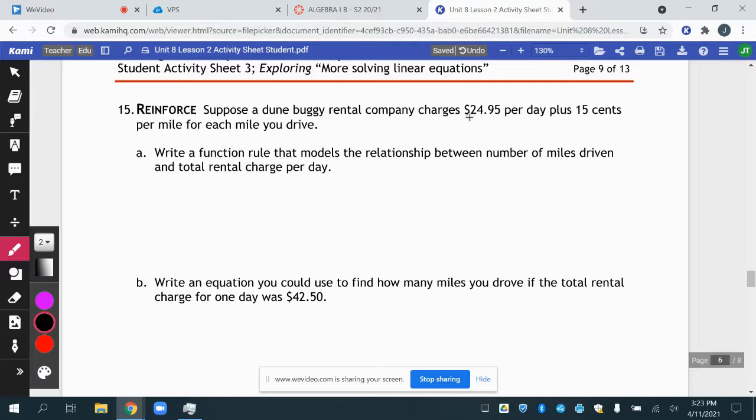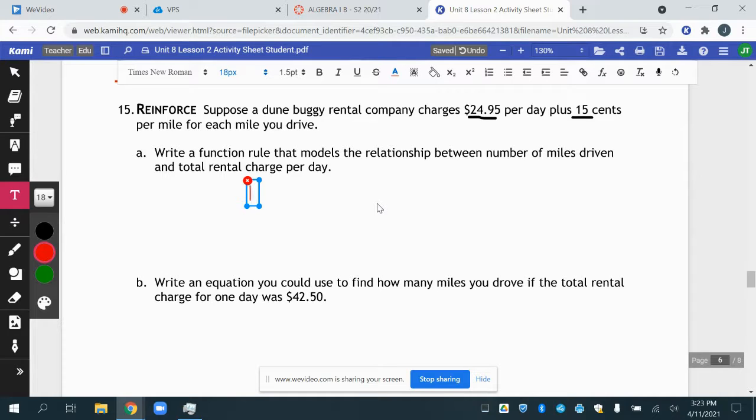Suppose Dune Buggy charges this much per day plus 15 cents per mile. Write a function that describes this. I'm going to do it really fast. So the cost equals $24.95 plus 15 cents per mile.